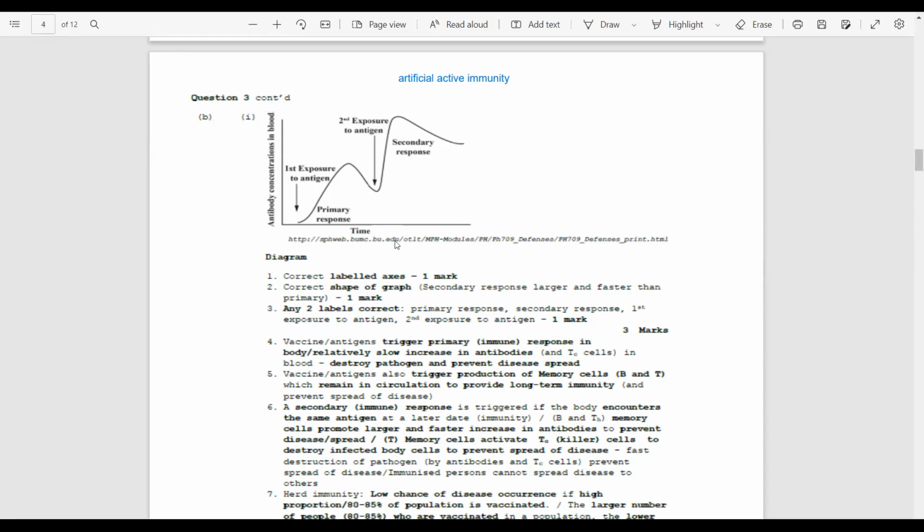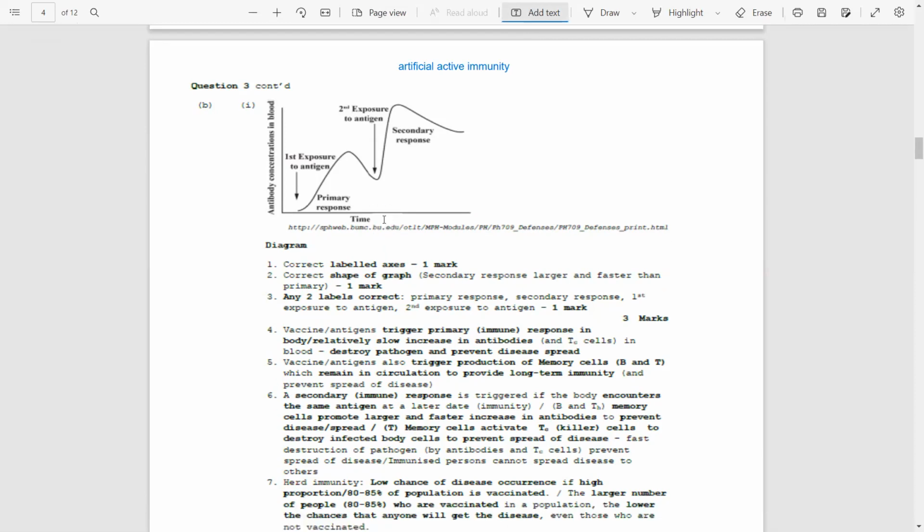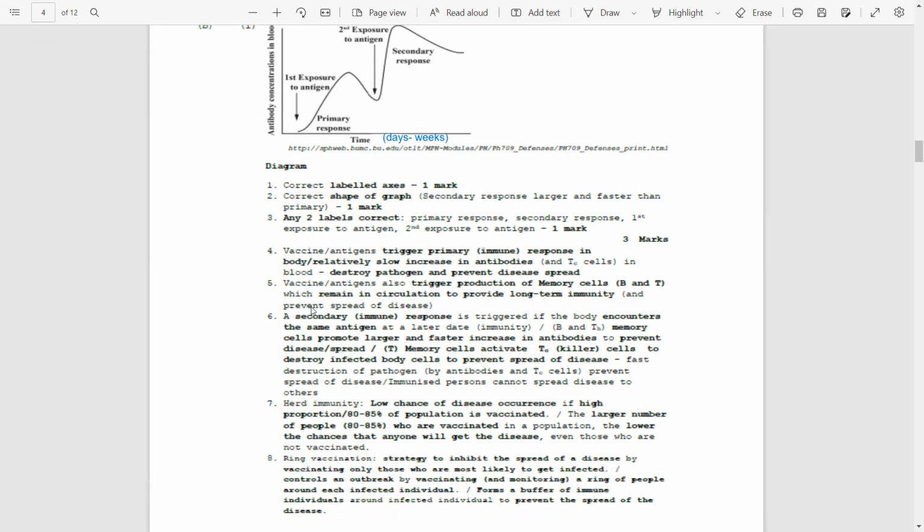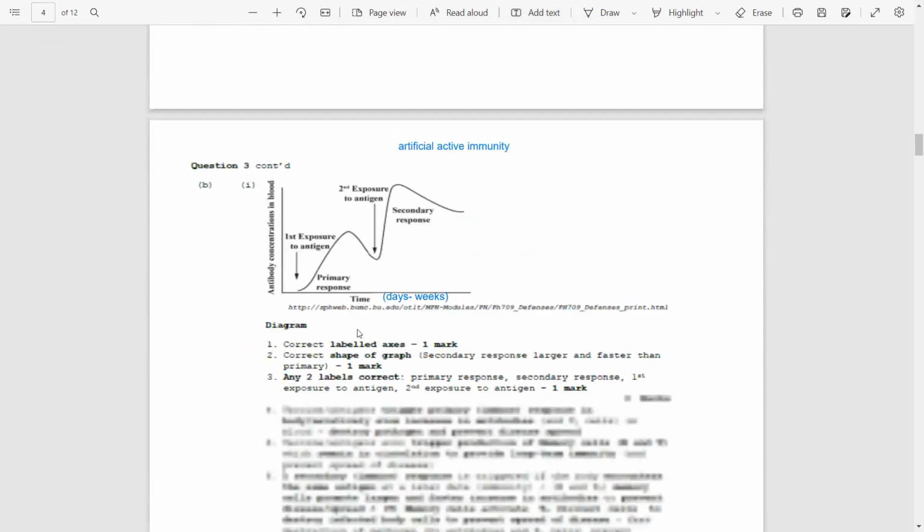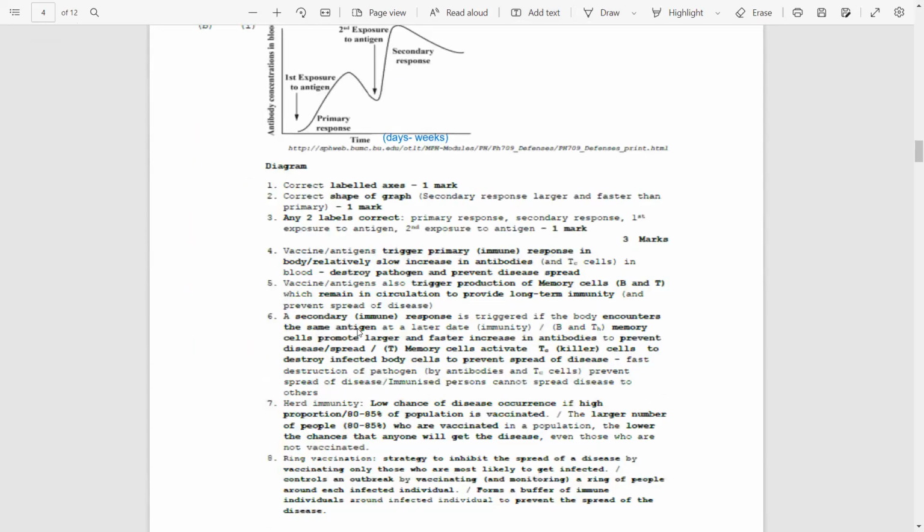The time should be in days or even weeks, because to be honest, the first one would take weeks, but the secondary response would take days. So I guess that's why they didn't specify the unit of the time. So after you have drawn the graph, you are to explain now how vaccination helps to control disease.